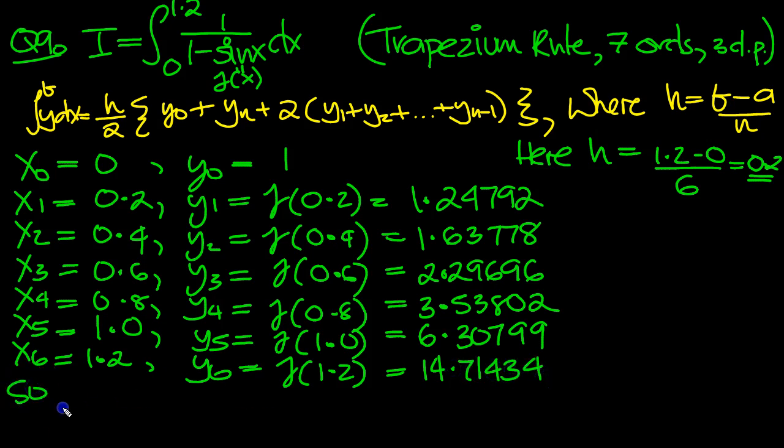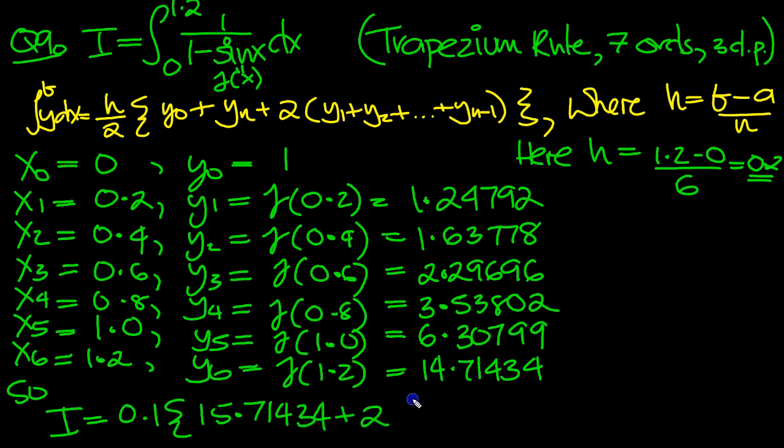So let's work out the integral according to the trapezium rule then. It's h over 2, so 0.2 over 2 is 0.1, times the first and the last added together. So we can add them easily, so let's just do that. It will be 14 point this number plus 1 is 15.71434.